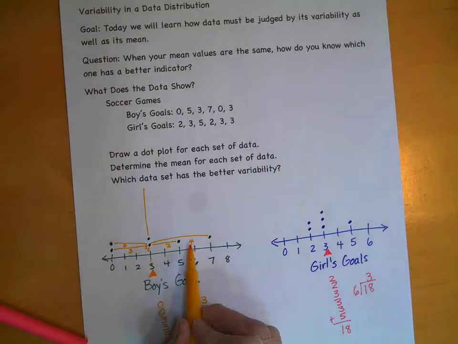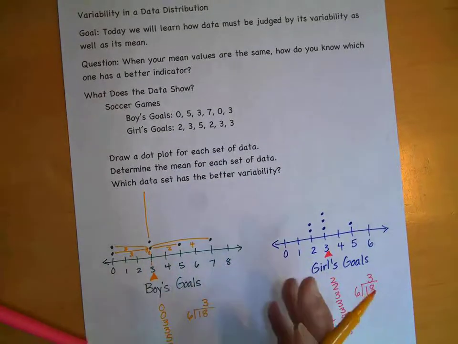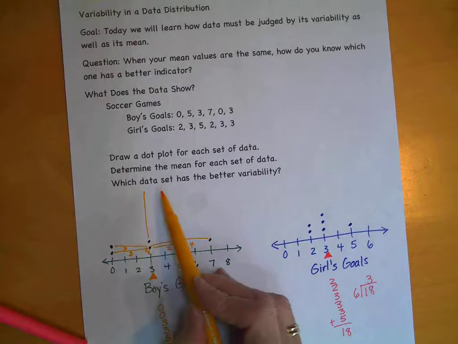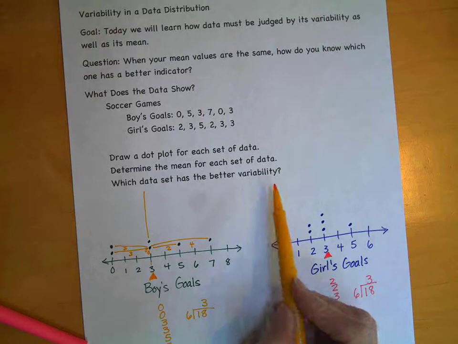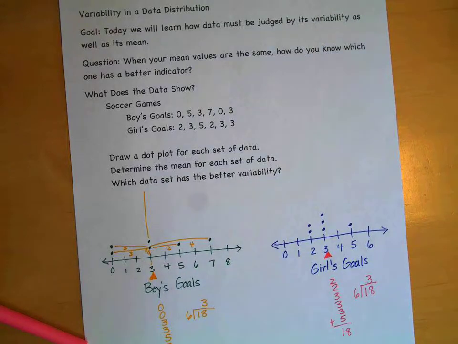3 plus 3 is 6. 2 plus 4 is 6. So it's balanced like it's supposed to be, but it says which data set has a better variability. Variability means how much it varies. Does it vary a lot? Are they spread out? Or does it vary a little tiny bit and they're all clumped together?